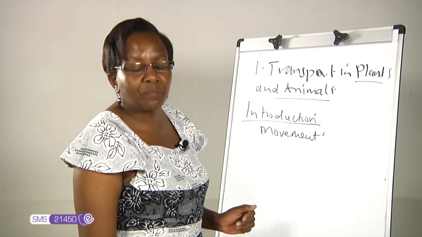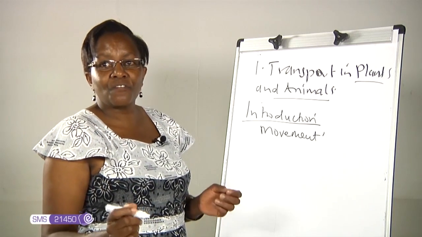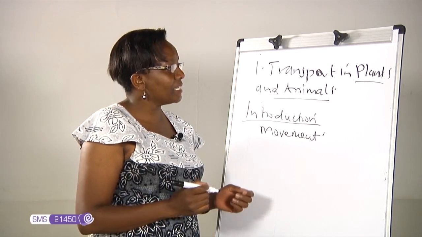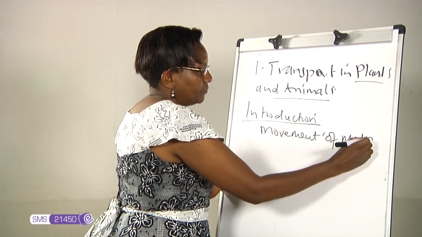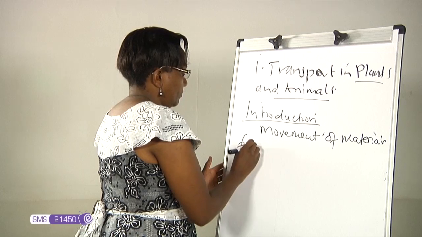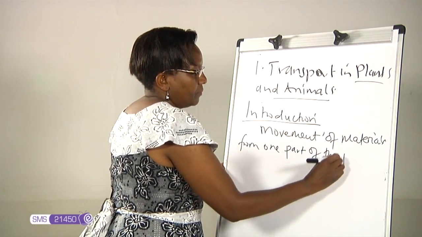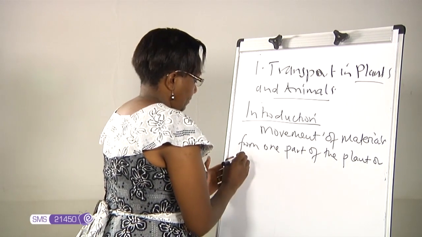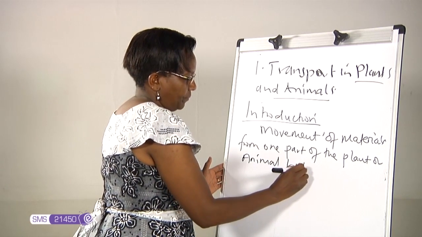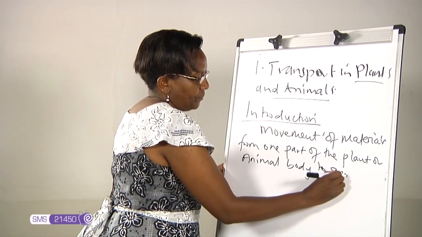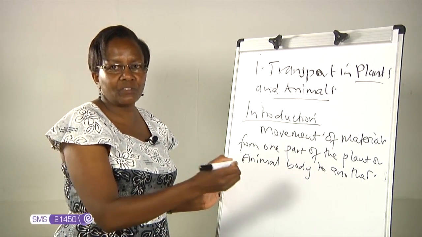And therefore, when we come to biology, transport will involve movement of materials from one part of the plant body or animal body to another. So movement of materials from one part of the plant or animal body to another. That is simply what it means. Transport from one place to the other.